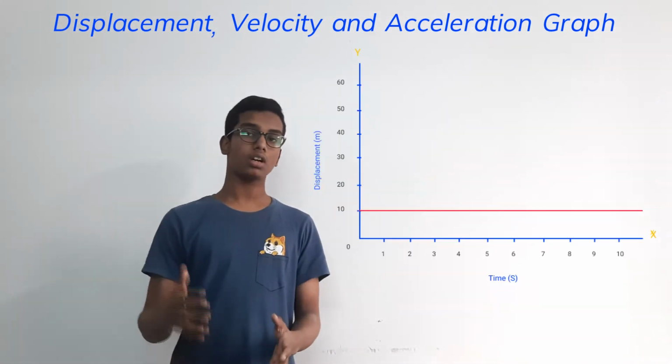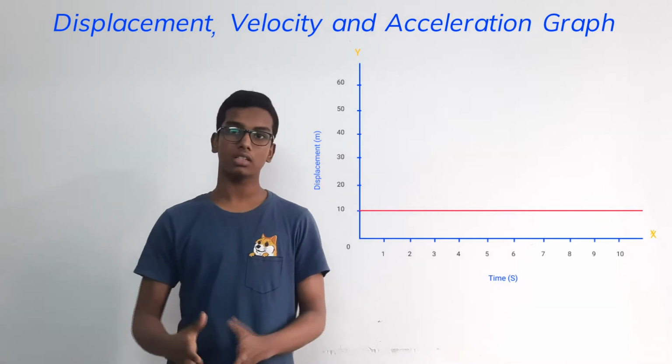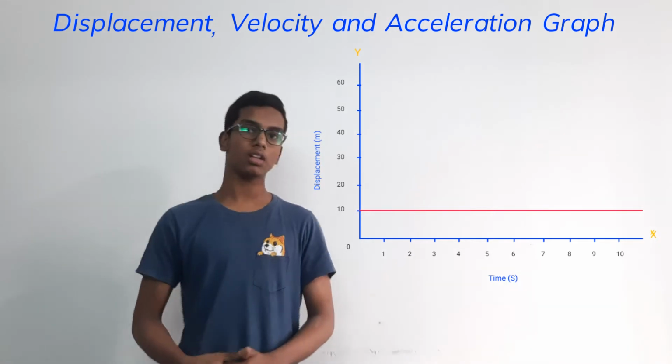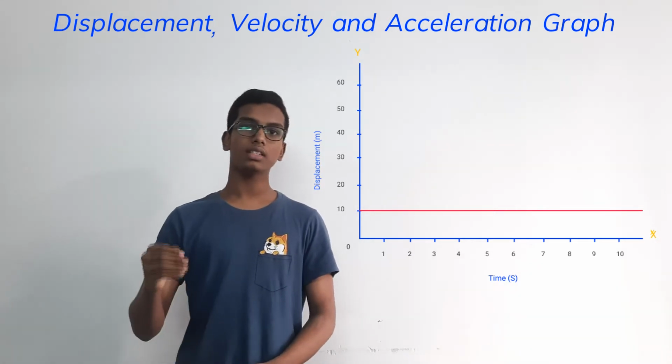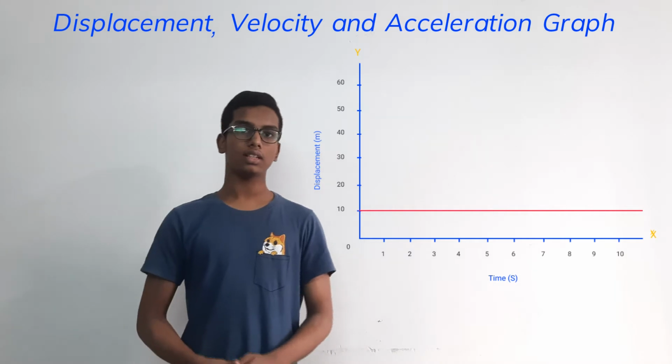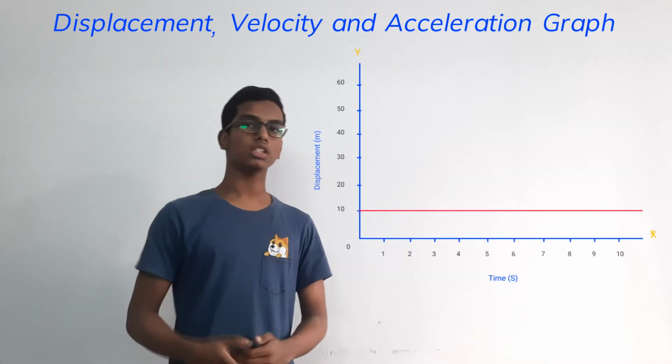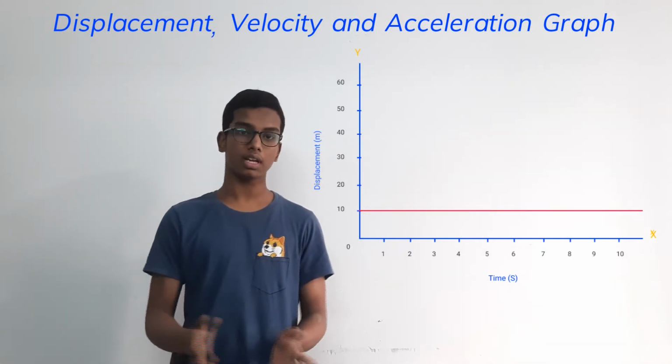If you see a displacement time graph like this that has a straight line parallel to the time axis, it means that the body is at rest. This is because the body shows no change in position or displacement as time increments.